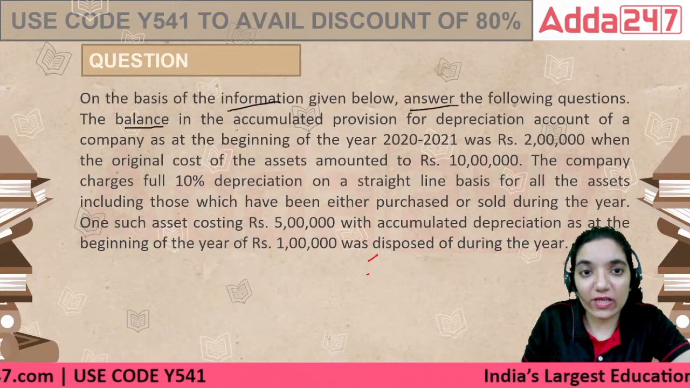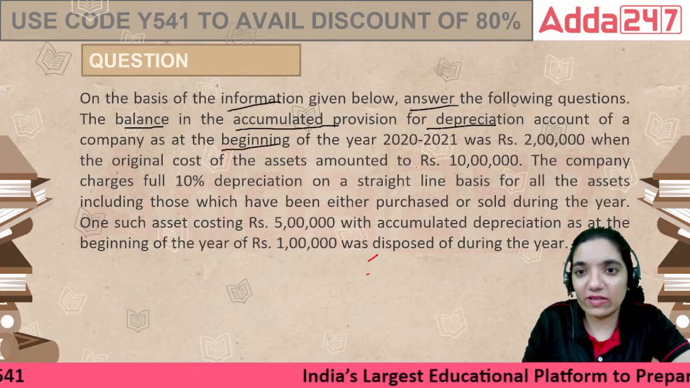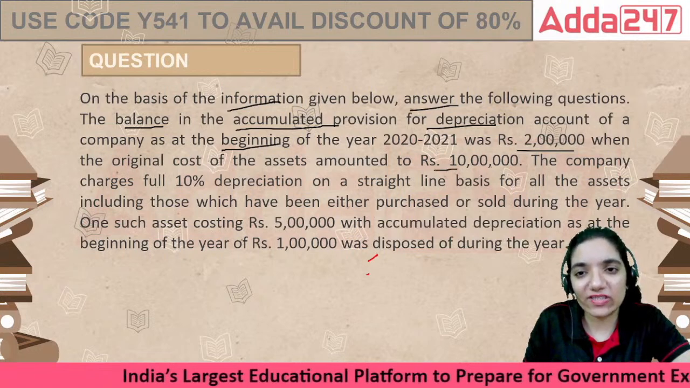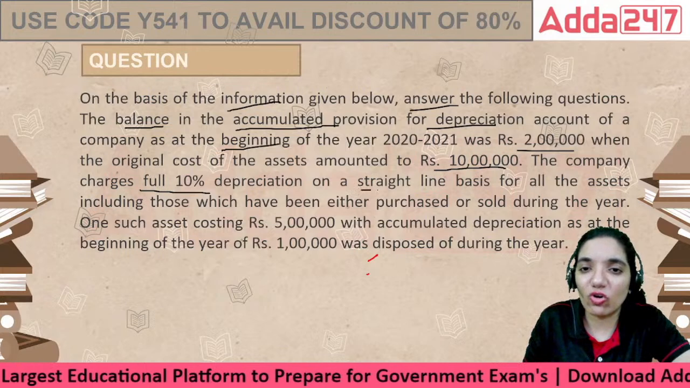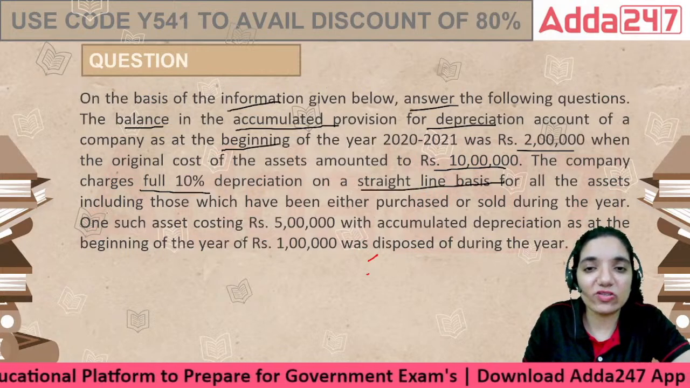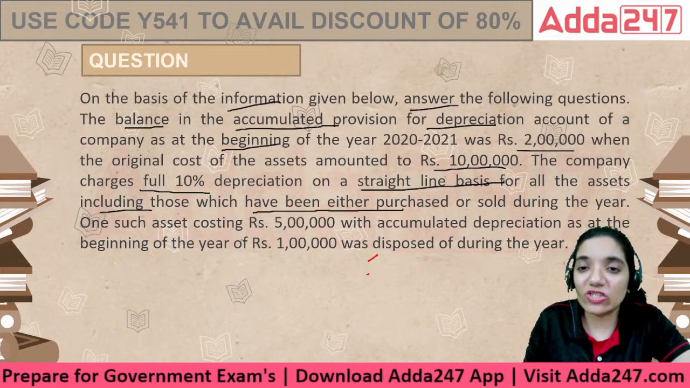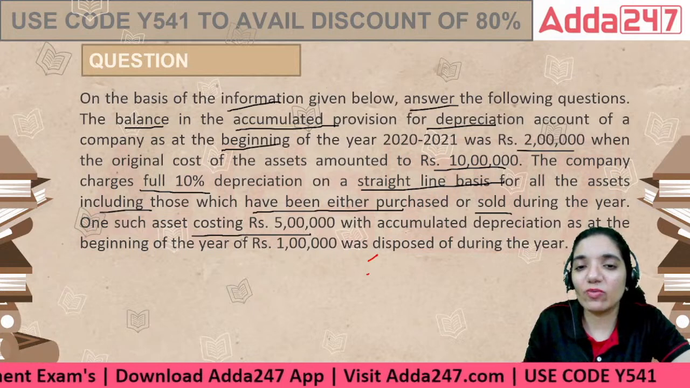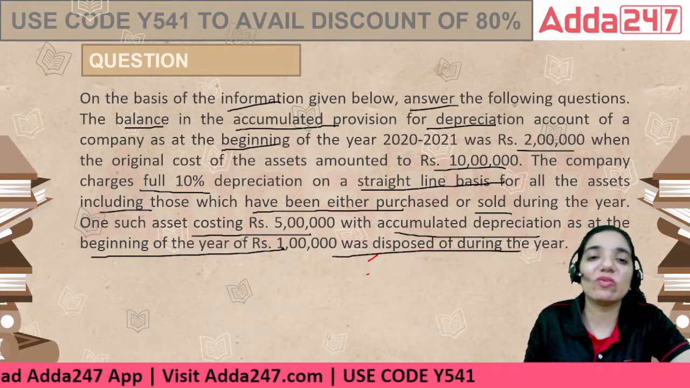The balance of the accumulated provision of depreciation account at the beginning of the year was 2 lakh rupees when the original cost of the asset was 10 lakh. The company charges full 10% depreciation on SLM method for all the assets including those which have been either purchased or sold during the year. One such asset costing 5 lakh with accumulated depreciation of 1 lakh was disposed of during the year.